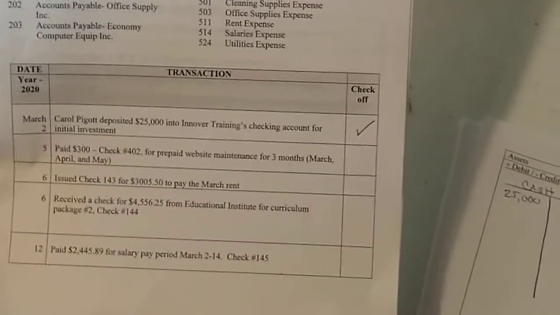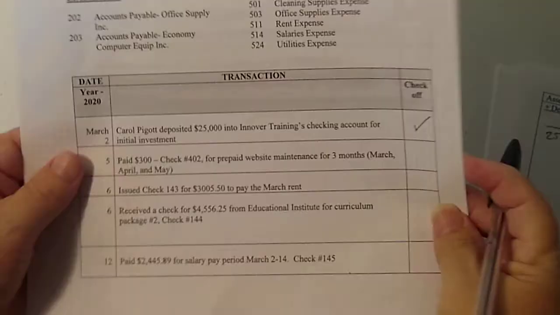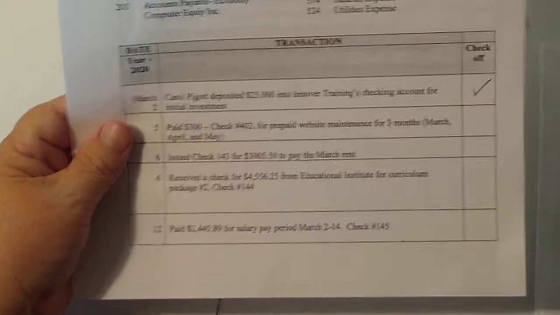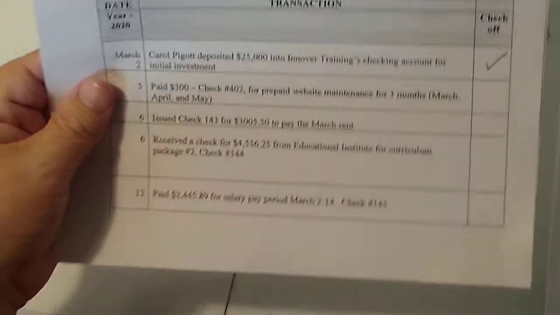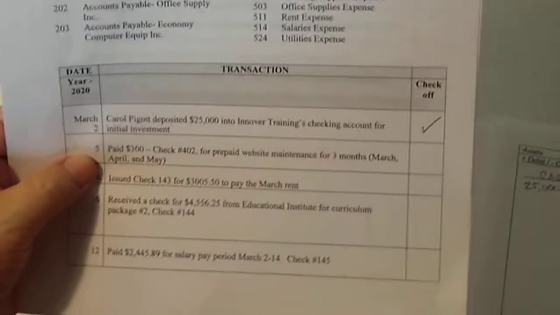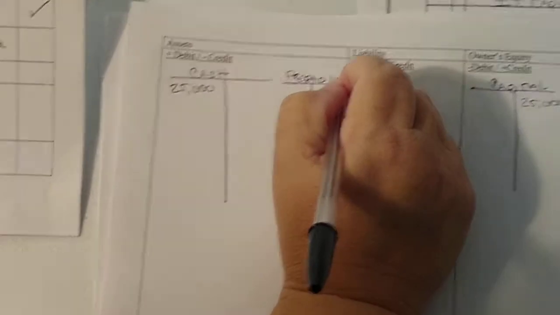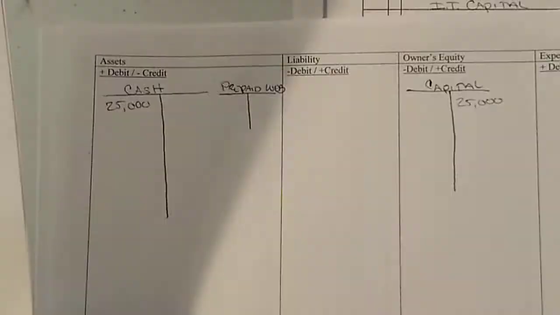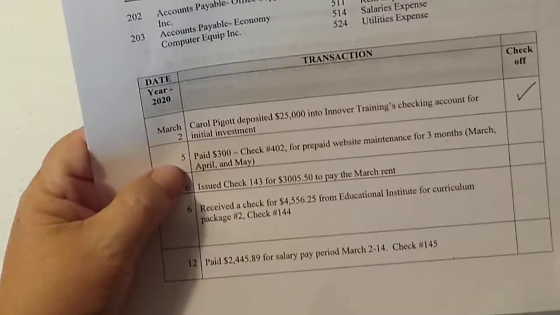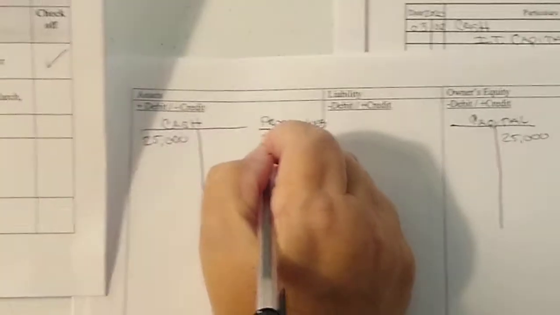So we're paying for something that we're not going to use, or we're going to use over the next 3 months. But we haven't used it. We're not using it now. So since it's something prepaid, just like our prepaid rent, this would be considered a what? If you said asset, you are correct. It is considered an asset. So I'm going to put over here, prepaid web maintenance. Okay. So how do we increase an asset? We increase it by debiting it. So we're going to debit it by $300.